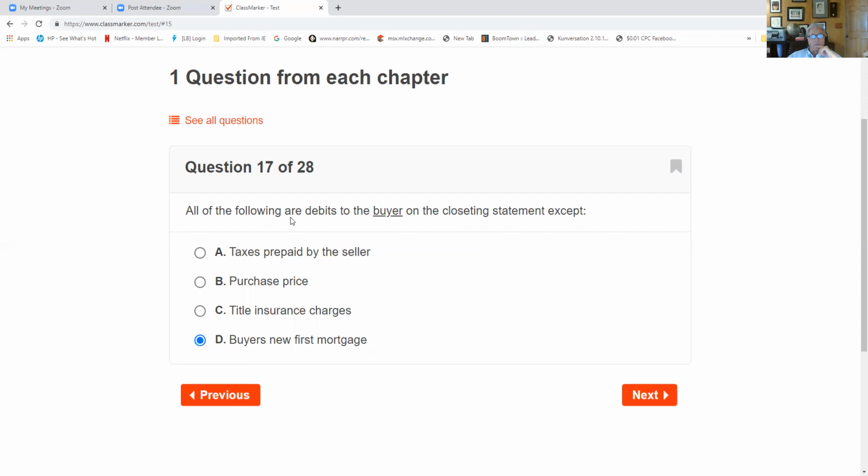So we're looking for all of the ones that are debits to the buyer, except taxes prepaid by the seller are going to be a debit by the buyer. The purchase price is by definition a debit to the buyer. Title insurance charges are a debit to the buyer. Which one is not a debit to the buyer? The buyer's new first mortgage.